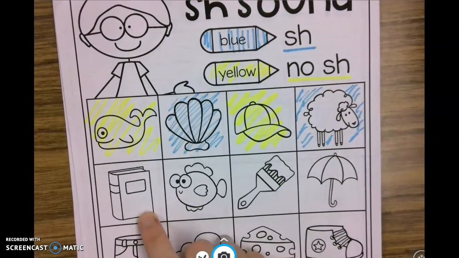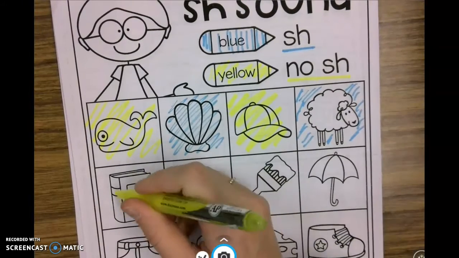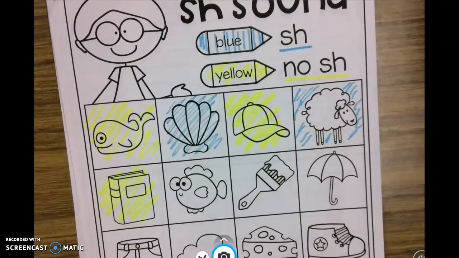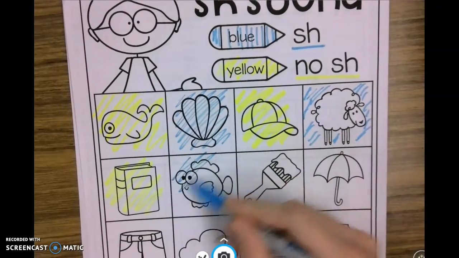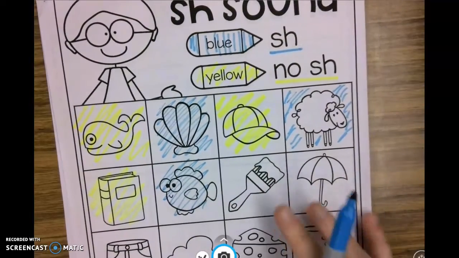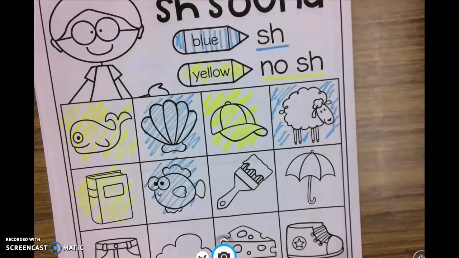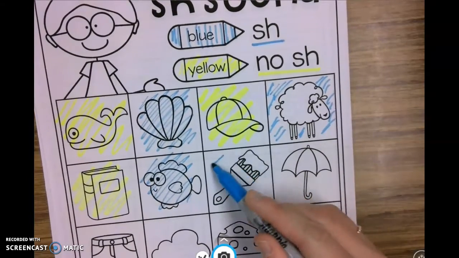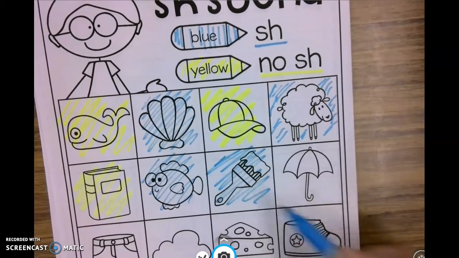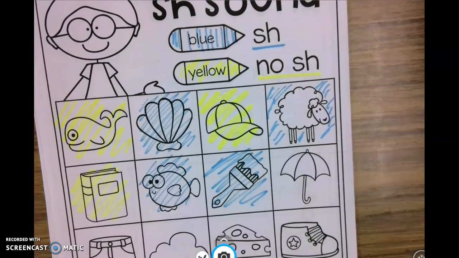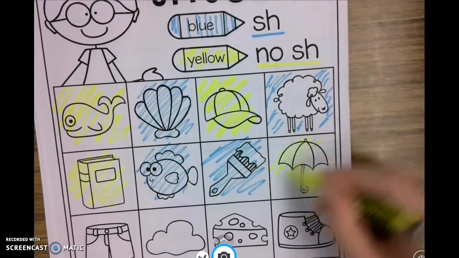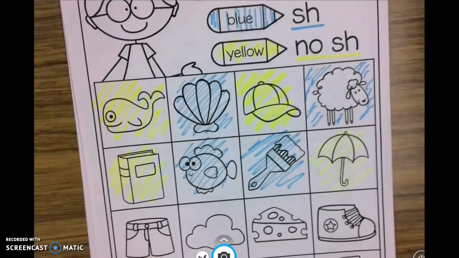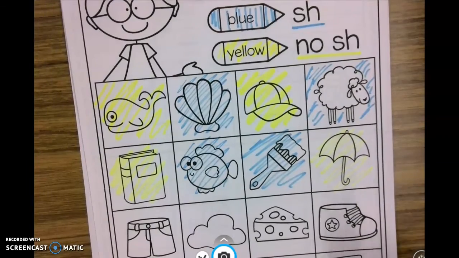Okay, so this is a book. I don't hear a sh, so that would be yellow. Fish, I hear a sh at the end. Now this one's a little tricky because it's paint. Brush. Do you hear brush? I do. Umbrella. Does that sound like a sh? Nope. Okay, this one is shorts.